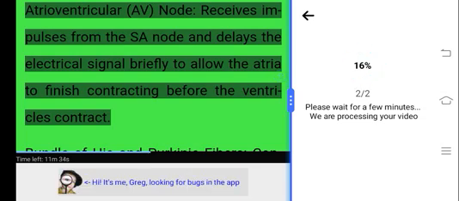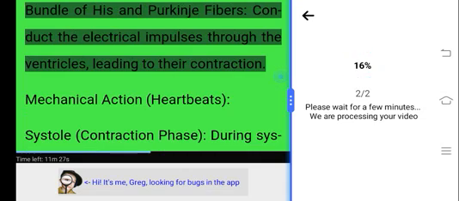Atrioventricular, AV node receives impulses from the SA node and delays the electrical signal briefly to allow the atria to finish contracting before the ventricles contract. Bundle of His and Purkinje fibers conduct the electrical impulses through the ventricles, leading to their contraction.